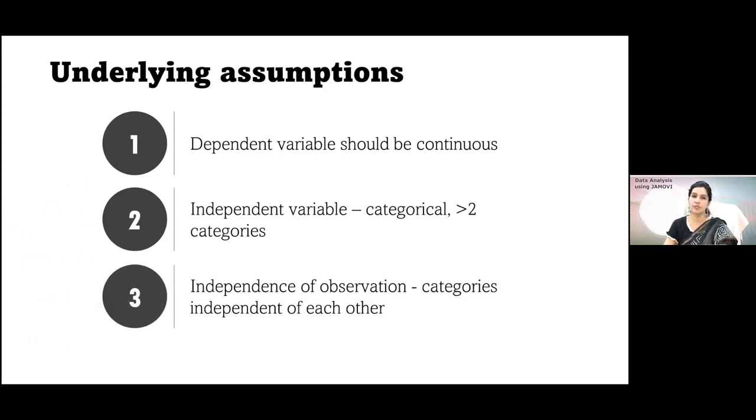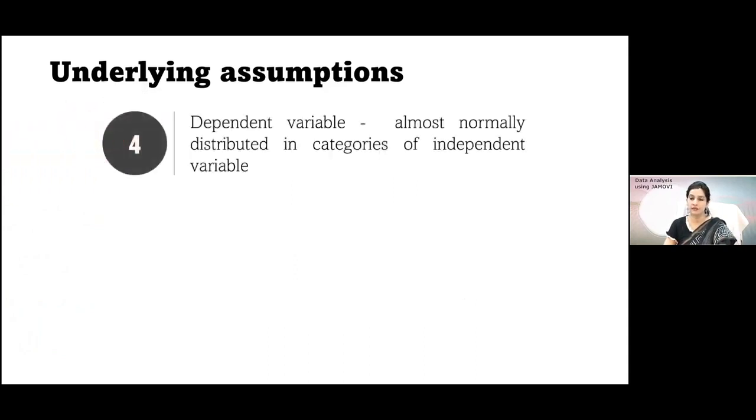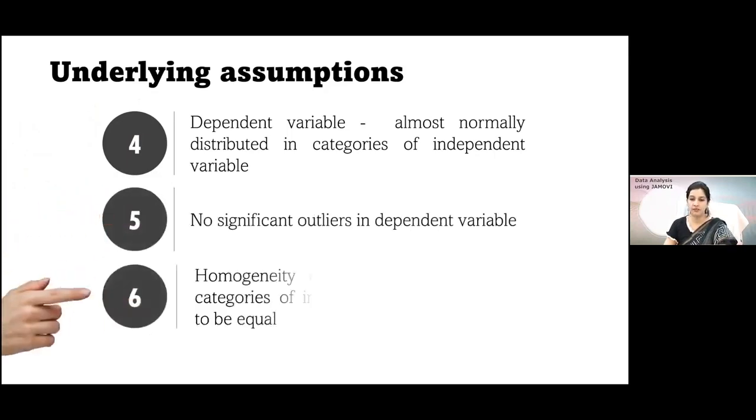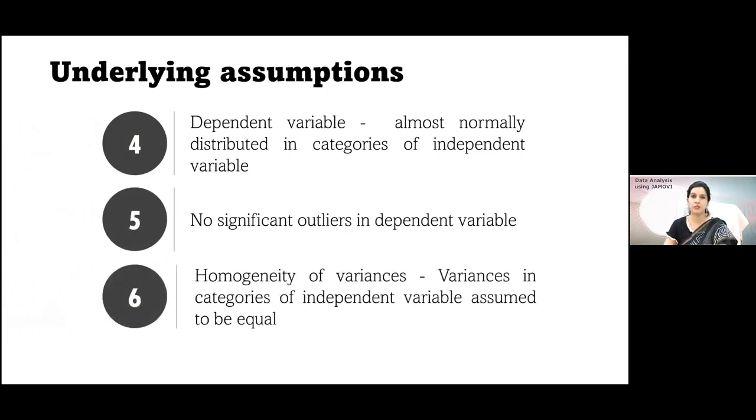Like all the assumptions we covered in the independent sample t-test, these are the same assumptions. The fourth assumption is that the dependent variable should be normally distributed across the categories of the independent variable. This we also tested in the independent sample t-test. There should not be any significant outlier in the dependent variable, and there should be homogeneity of variance. That means the variances in the categories of the independent variable, we assume that all the 3 groups have equal variance in the populations from which we have withdrawn these samples.